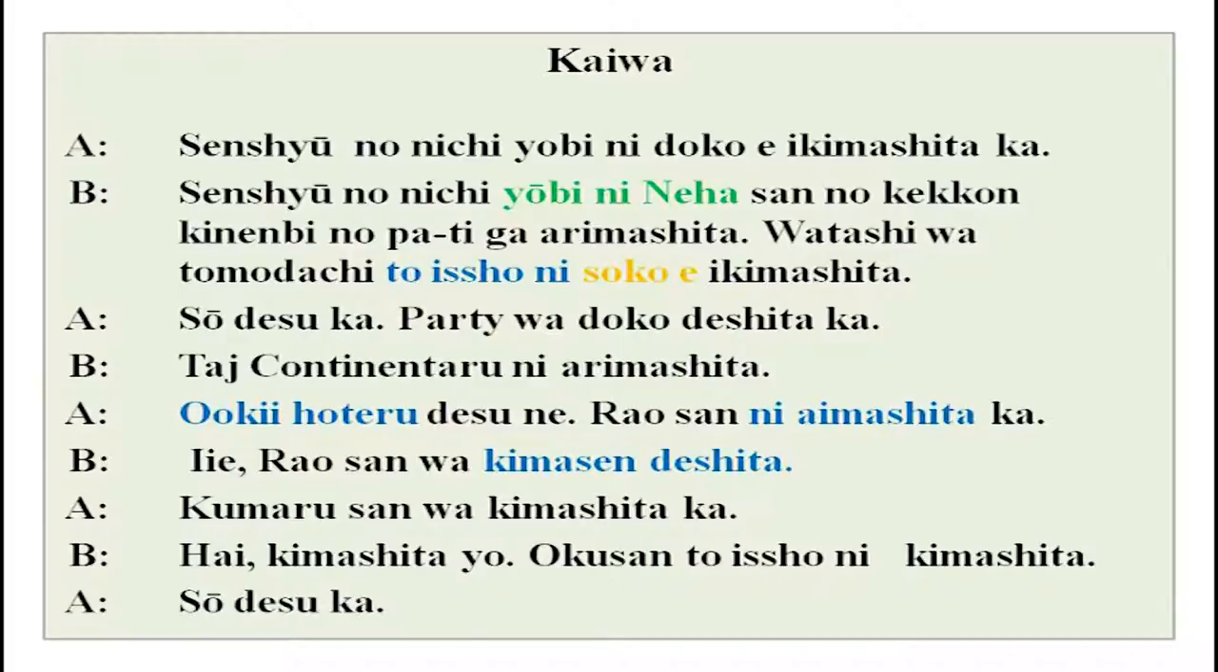To issho ni we will do later. Ookii, as you already know, is big. We did it last time. And hoteru is hotel. Kimasen deshita is did not come. Ni aimashita is meet, as is given over here. Rao-san ni aimashita ka? Did you meet Rao-san? And the aimashita verb will always take the particle ni.